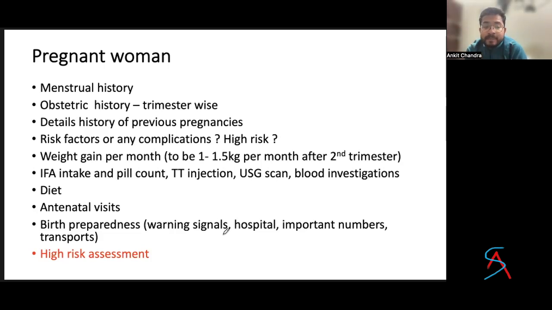dietary intake is very, very important. Diet history is important in pregnant women. Antenatal visits, talk about birth preparedness and complication readiness. I already told about that.